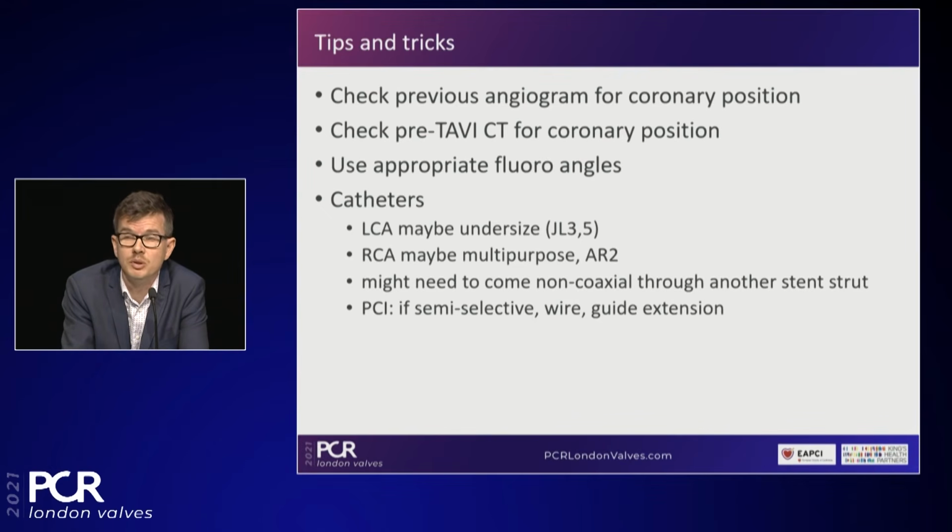For example, multipurpose if you want to engage this more from above, or AR2. You might need to engage the coronaries not coaxially, but actually through an adjacent stent strut to reach the coronary. And if you need to do a PCI, then in that situation, quite often you have a semi-selective cannulation of the coronary artery. And then quite often you can still get the coronary wire in, and if you have the wire in, then you can follow with a guide extension, and that will then make the PCI much easier for you.